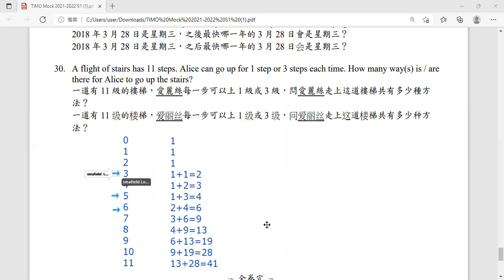Any questions? If no questions, that will be the end of these 30 questions. But if you have more questions on this paper, you can ask here, and maybe for the others you have no questions, you may leave.